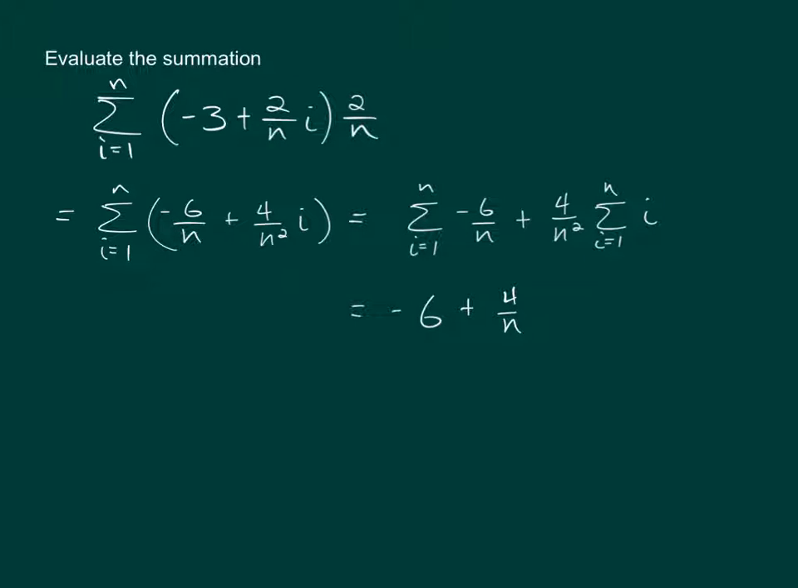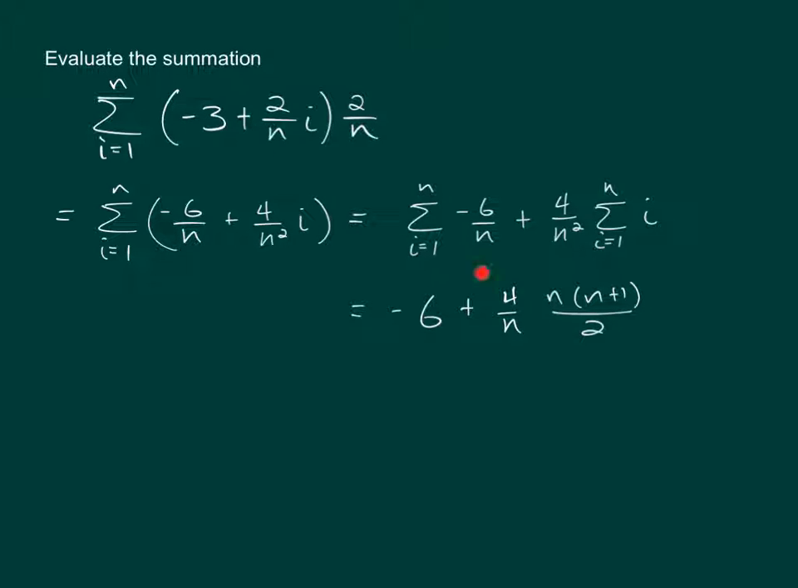When you look at the sum of i, as i goes from 1 to n, that is n times n plus 1 over 2. And the reason this is negative 6, I just mentioned, is you multiply the constant by the upper bound. The n's will cancel when you do that. So you're just left with a negative 6.